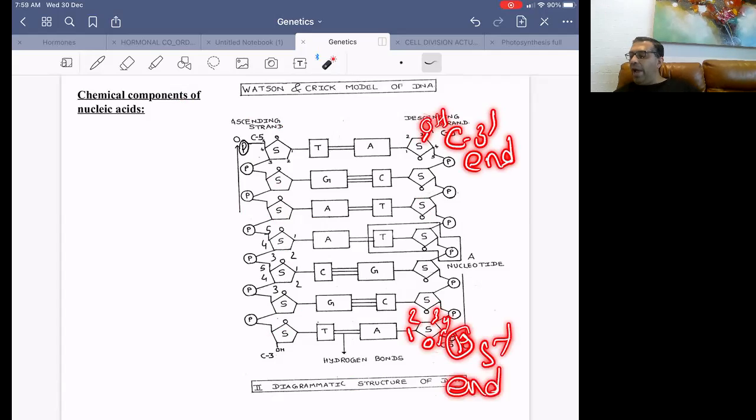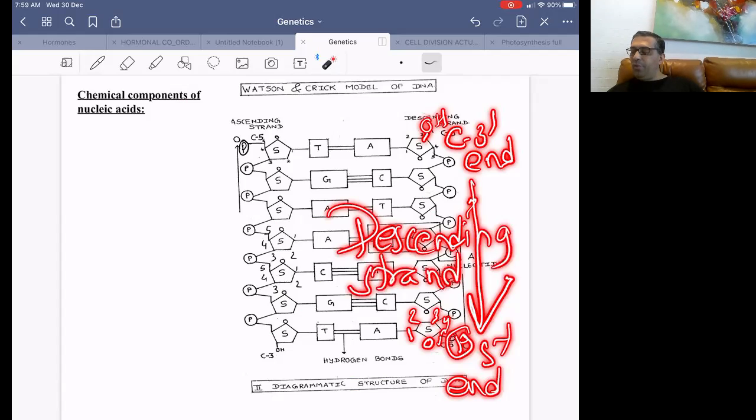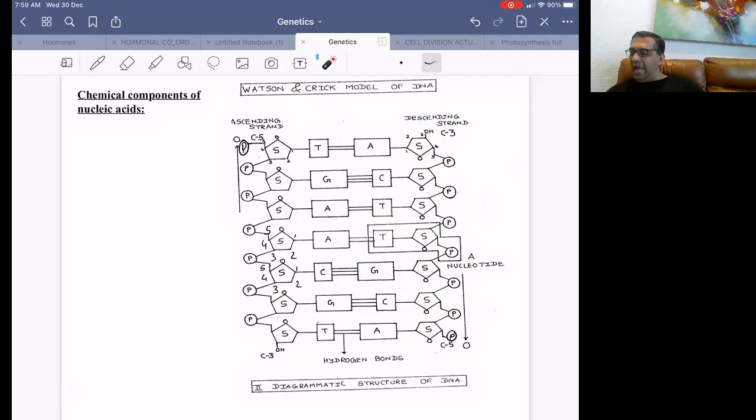So where is the polarity now? C3 to C5 is in the downward direction. Hence, this strand is called the descending strand. So, if you remember, here we have OH down at the C3 end.